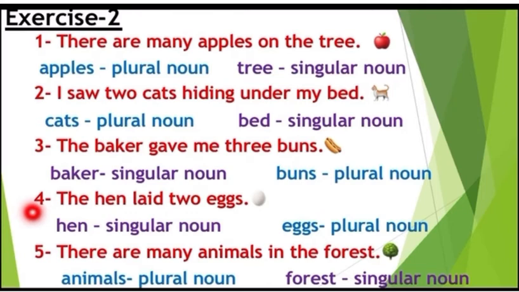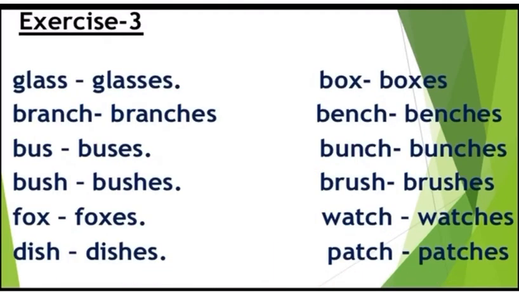Now, fourth one. Let us all read together. The hen laid 2 eggs. In this, hen is singular noun because it is only one and eggs is plural noun because there are 2 eggs. Last one. There are many animals in the forest. Animals are plural noun and forest becomes singular noun. Let's move on to exercise 3.